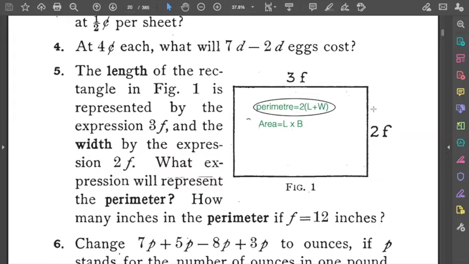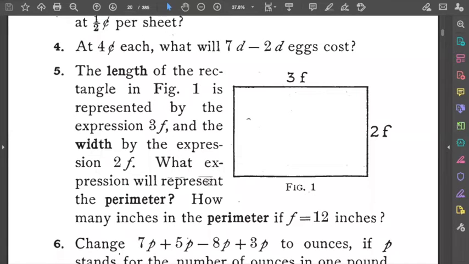Say 120. 120 inches. Yes. Now you might actually think these questions are quite easy until you try them.